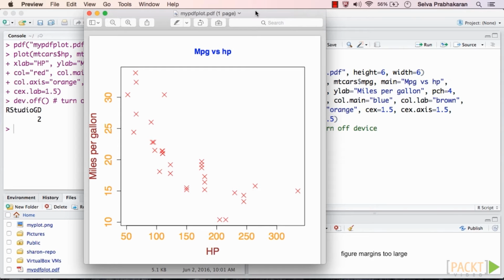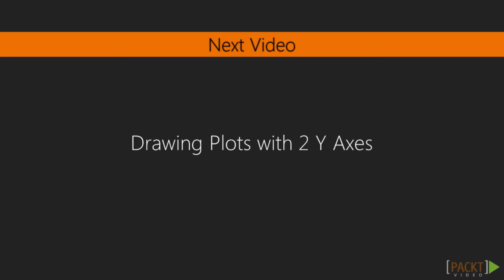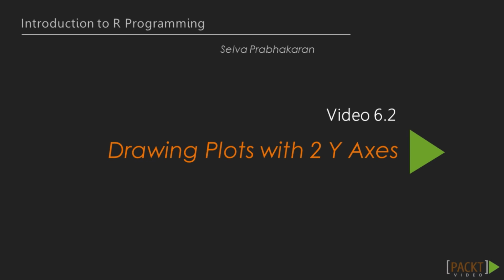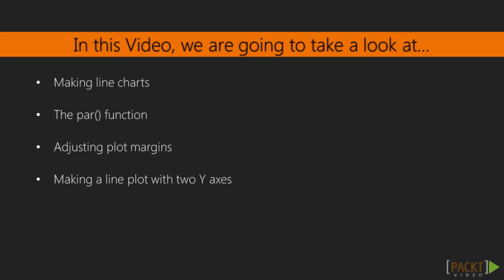We have learned almost everything about customizing our plots using base graphics. In the next video, we will learn how to plot a chart with two y-axes. Join me there. Hello. In the previous video, we saw how to plot and customize charts in R. But sometimes you might want to plot two variables of different scales on the same chart, for the sake of comparing the trend. In such cases, it is desirable to have two y-axes, that is, one on the left and one on the right.